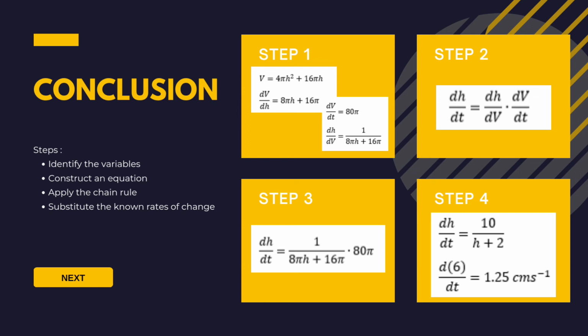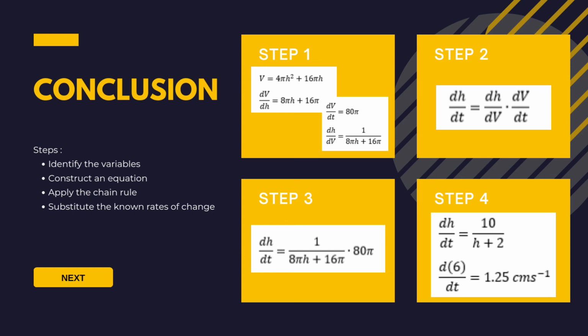In conclusion, for this type of question, which is related rates, there are actually 5 steps to solve the question. The first step is identify the variable. Second step is construct an equation. Third step, apply the chain rule. Fourth step, substitute the known rates of change. And step number 5, solve it. But for our question, we don't use the second step, which is construct an equation.